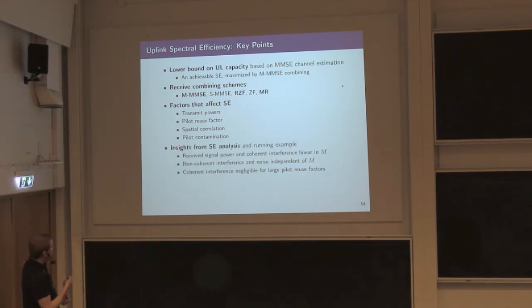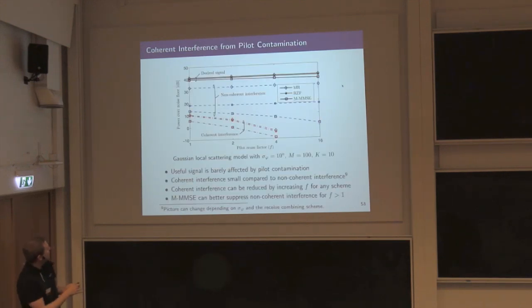Insights that we get from the spectral efficiency analysis, and the running example, is the following: the received signal power and the coherent interference grow linearly with the number of antennas. Non-coherent interference and noise are independent of the number of antennas, and coherent interference is actually negligible when you use large pilot reuse factors. Maybe I didn't say that explicitly, but that's what you can see here. For all of the schemes, this coherent interference is much smaller than the non-coherent interference, and this is in dB scale, so it's much smaller.